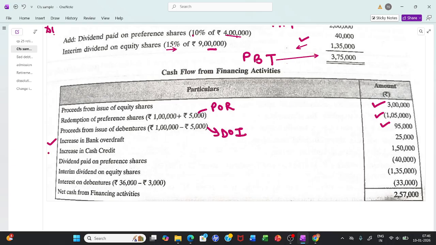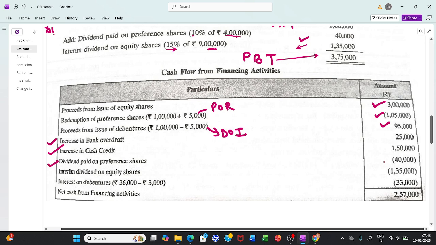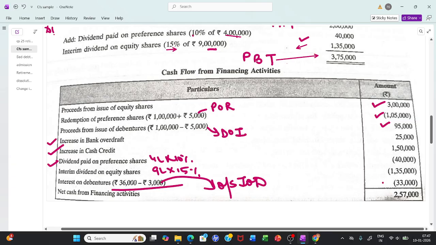There's an increase in bank overdraft and cash credit. I put that difference here. Dividend paid on preference share we calculated as 40,000, 4 lakh, percentage of 4 lakh. Interim dividend on equity 9 lakh into 15%. We pay that here, and this was 4 lakh into 10%. So these two dividends are paid, but when it comes to interest on debenture, this 3,000 is outstanding interest on debenture. So what I am actually giving, cash outflow, is 33,000 rupees. Total of these gives me 2,57,000, which is net cash flows.